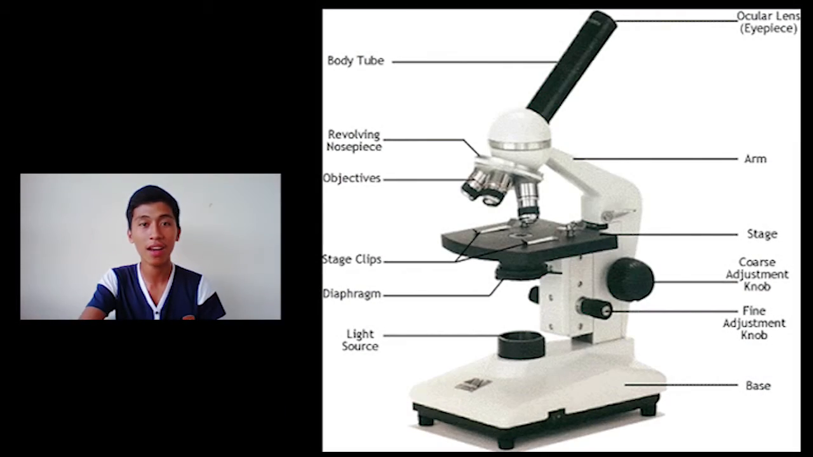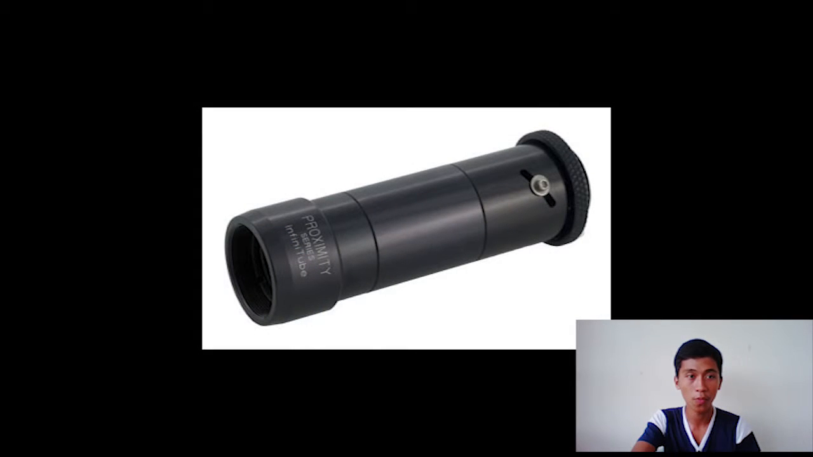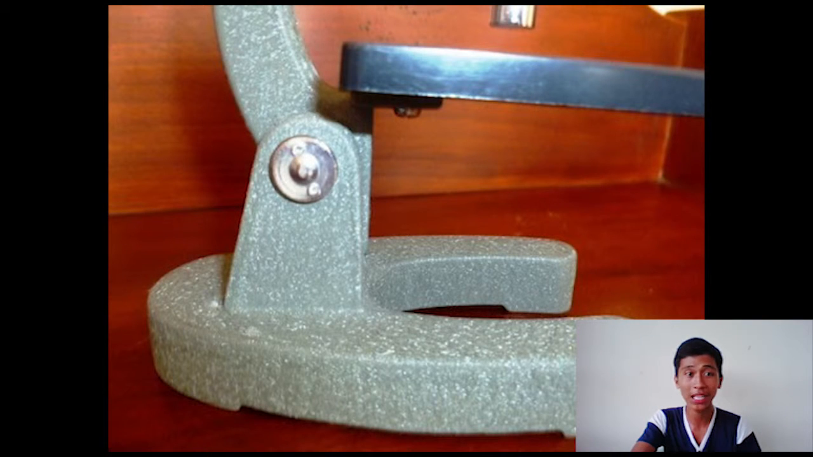And for the parts of the microscope, these are as follows. First is the eyepiece lens, the lens at the top that you look through. They are usually 10 times to 15 times power. Next is the tube, which connects the eyepiece to the objective lenses. The arm supports the tube and connects it to the base. When we say base, this is the bottom of the microscope that is used for support.